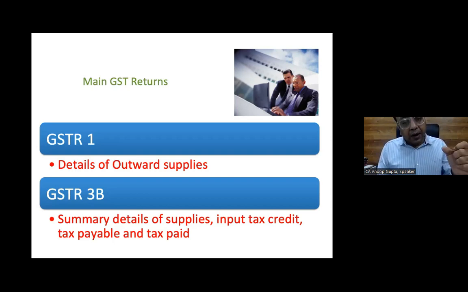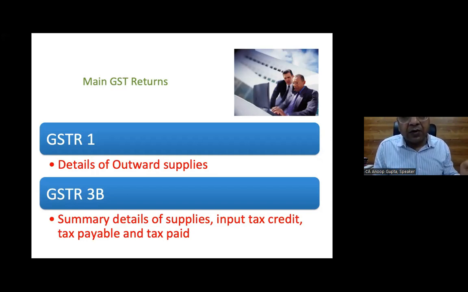And up to the 20th of the next month, I have to file a consolidated return that is called GSTR3B returns. It contains summary details of all my output supplies, all my input supplies, the input tax credit that I have taken, the tax payable on my output supply, and the resultant tax which I have to ultimately pay, that has to be paid through this return. I can pay the tax on my supplies through this return only, that is the GSTR3B return.